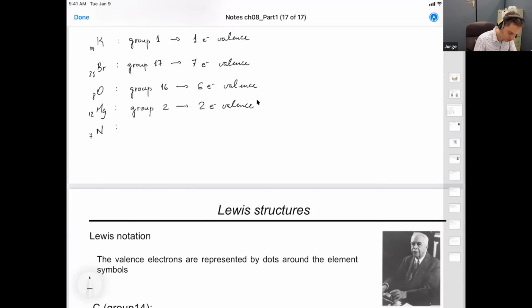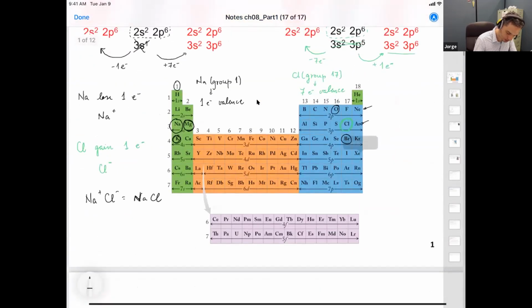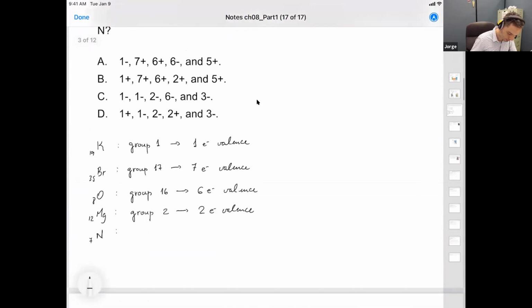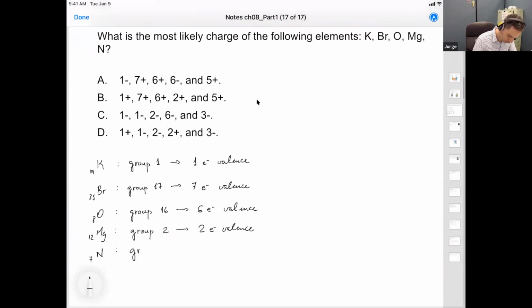And finally, nitrogen, going back to the table, right here next to oxygen on top of group 15. For group 15, you need to subtract 10 electrons from the d orbitals, therefore 5 electrons in the valence. To achieve stability, we need to lose or gain electrons to get to the octet.